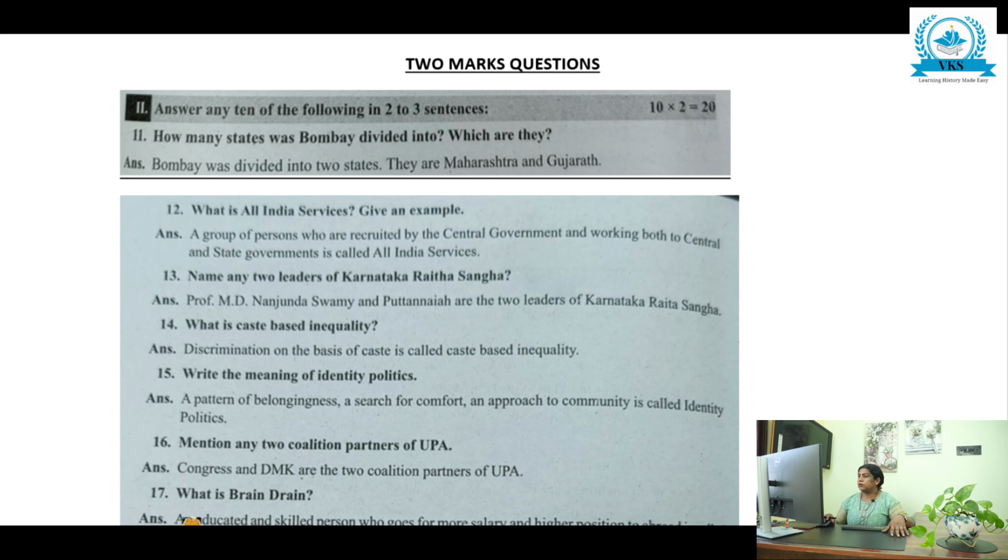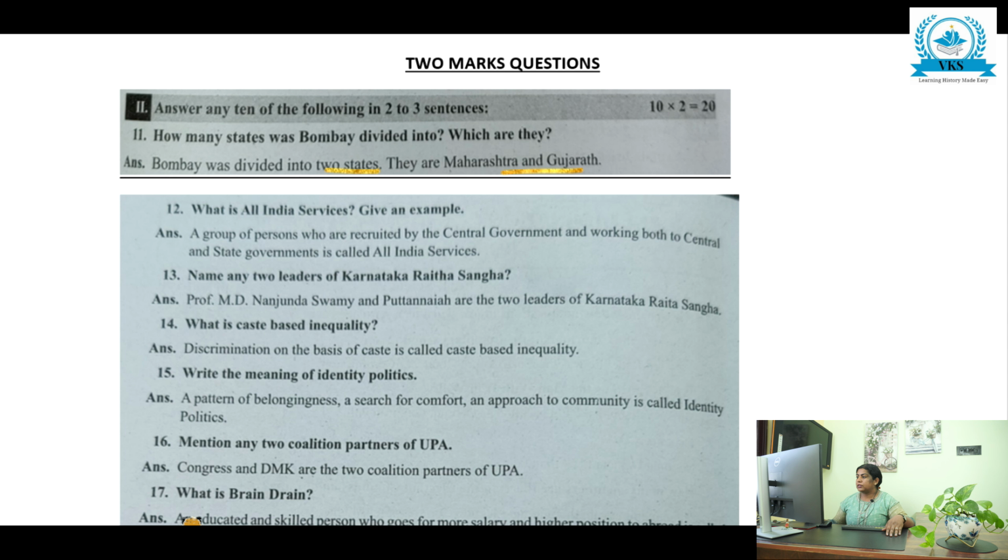Now, regarding 2-mark questions, so all these were 1-mark questions, so you only can understand which are repeated again and again. So keep on revising these questions, it will be very easy for you for your exams. Now regarding 2-mark question, how many states was Bombay divided into? Which are they? It was divided into 2 states, Maharashtra and Gujarat.